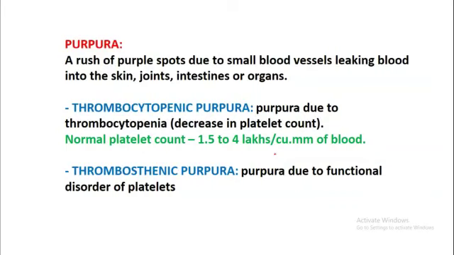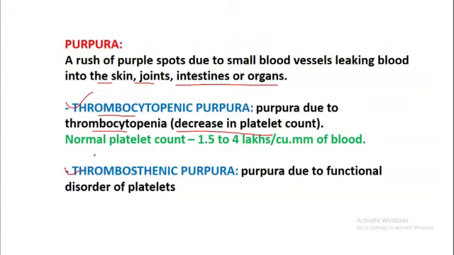Now what is purpura? Purpura is a rash of purple spots due to small blood vessels leaking blood into the skin, joints, intestines or organs. There are two types of purpura. First one, thrombocytopenic purpura, and second one, thrombasthenic purpura. Thrombocytopenic, as the name suggests, is purpura due to thrombocytopenia. What is thrombocytopenia? There will be a decrease in the platelet count.